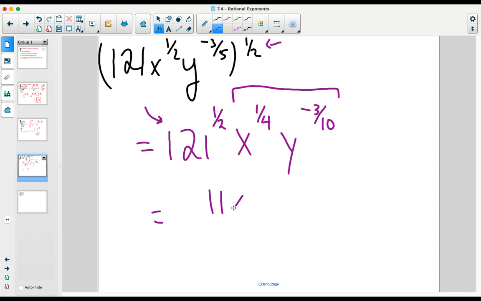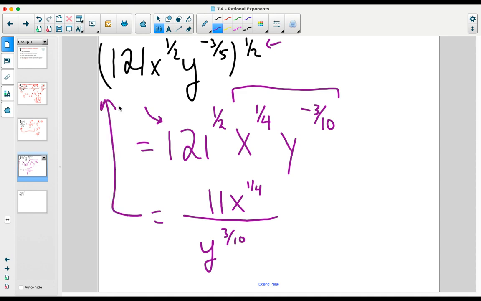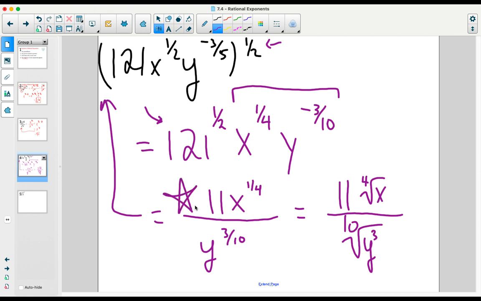X to the 1/4 is going to stay x to the 1/4 in our simplified form, and y to the negative 3/10 is going to move to the denominator and become positive. Because this question started with rational exponents, it is likely that the answer will be requested of you with rational exponents. However, you do have the option, if you're just writing this for yourself, that you can reapply some of that radical work from earlier in the lesson and say that you have two individual radicals that you can use. It is likely that you will leave it in this form.